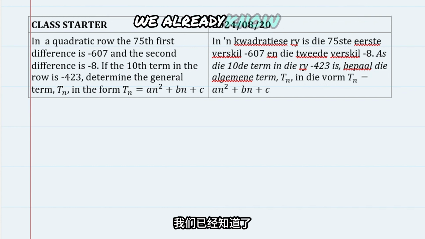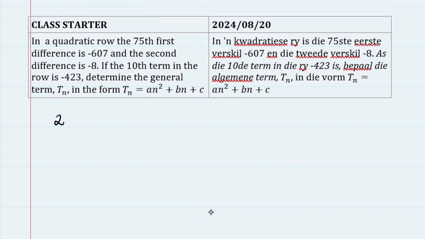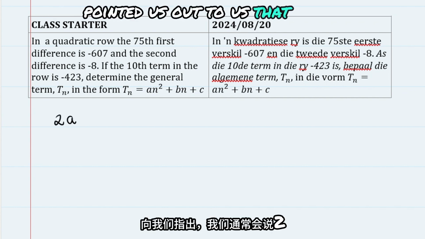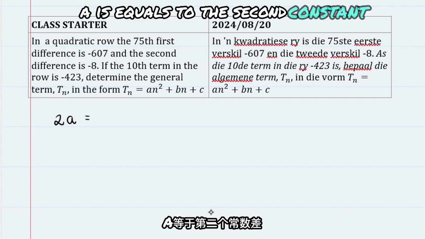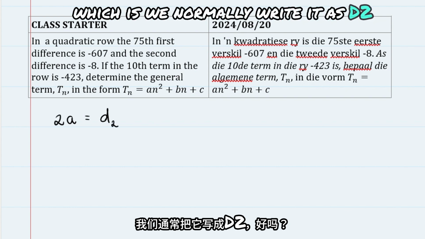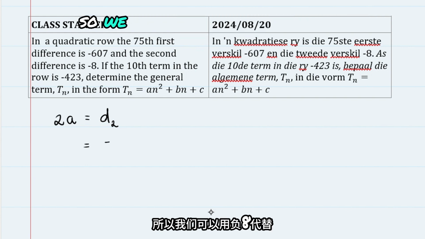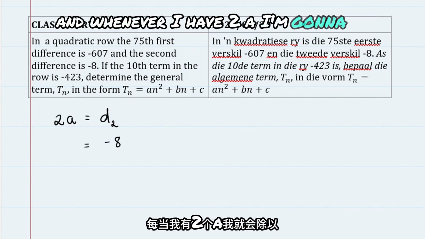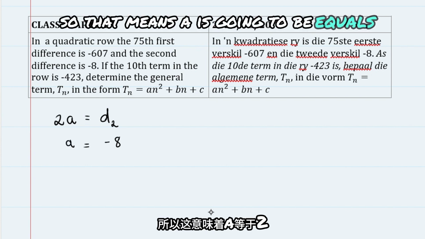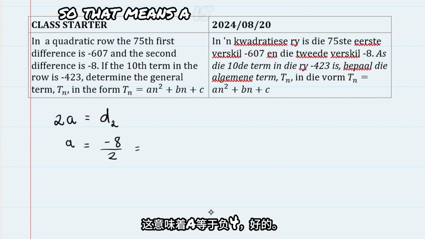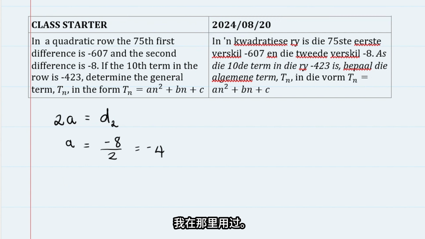Alright, so there are a few ways that we can do this, but from our grade 11 and grade 12 knowledge, we already know that we have a few ways to determine A. Some of the learners already pointed out that normally we would say 2A is equal to the second constant difference, which we normally write as D2. In this case, D2 is given to us as negative 8. So we substitute negative 8, and if I have 2A, I divide by 2 to solve for A. That means A is equal to negative 4. So that's my first bit of information that I have used.